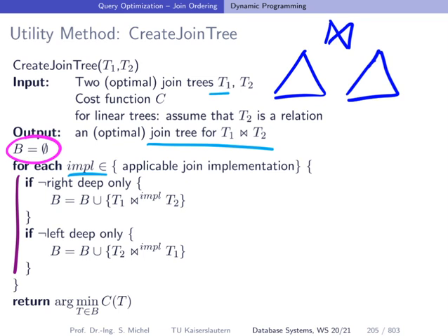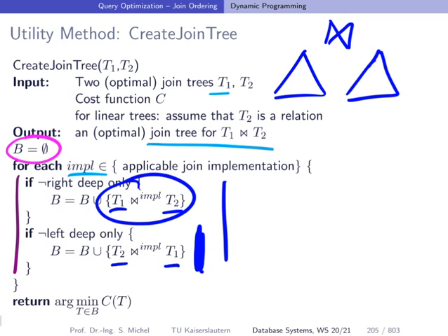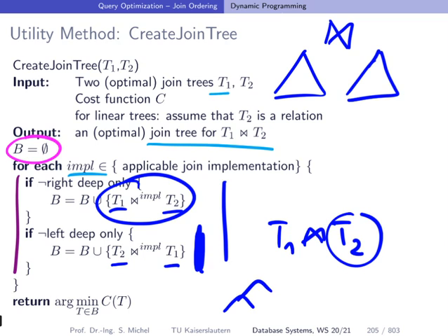For instance, we can have these joins restricted to left deep or right deep, or we don't have any restriction, and dependent on this we have B extended by different solutions. For instance, T1 join T2 or T2 join T1, and if we're allowing only left deep trees, in this case this will not be executed here. And you see what's going on in the one here I just circled. We have T1 join T2, and if we're looking at linear trees, then T2 is a relation, and this is exactly what's happening if you're doing left deep trees, right?